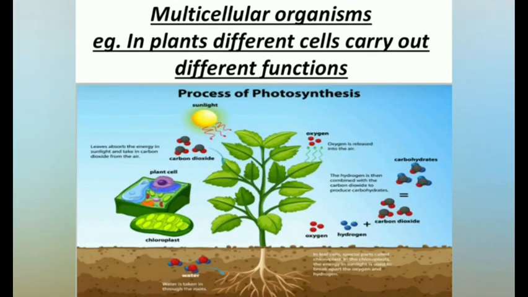Example of plants. We can see here that the cells of the leaf absorb the sunlight and they prepare the food for the plant. In this process, water is sucked in by the cells of the root and transported to the leaves.